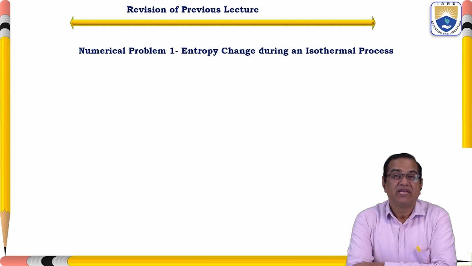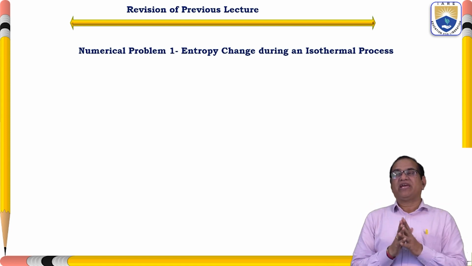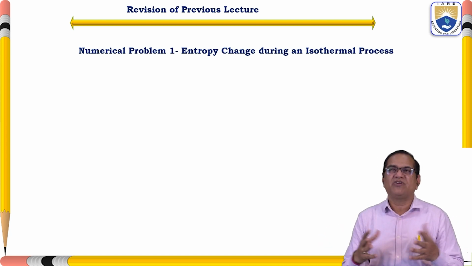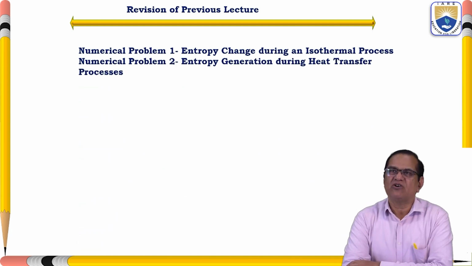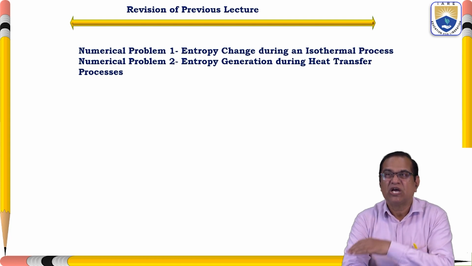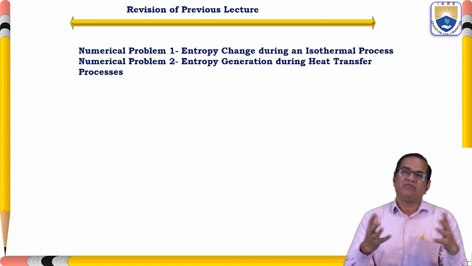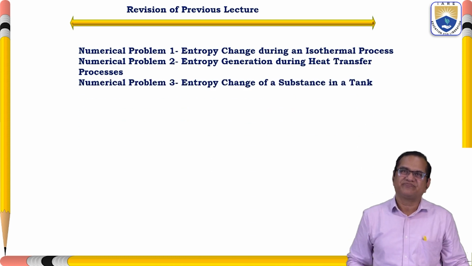In my previous lecture, I have discussed the entropy change during an isothermal process in which the temperature remained constant, the variation of the pressure and the volume was observed, and we have solved one numerical on this issue. The second numerical which we have solved was about entropy generation during heat transfer. If the heat is going in, what will happen? If the heat is extracted out, what will be the effect on entropy? This also we have discussed in our last class.